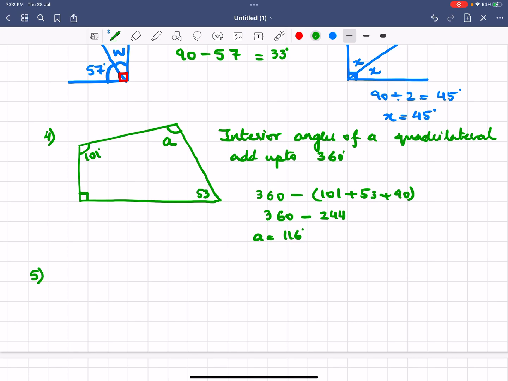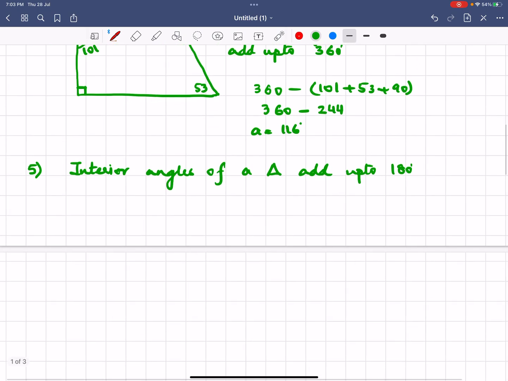Interior angles of a triangle add up to 180 degrees. So let's look at an example. We have a triangle here. This is 25 degrees. This is 80 degrees, and we need to find the measure of the missing angle X. Now we know that all the angles of a triangle add up to 180 degrees.